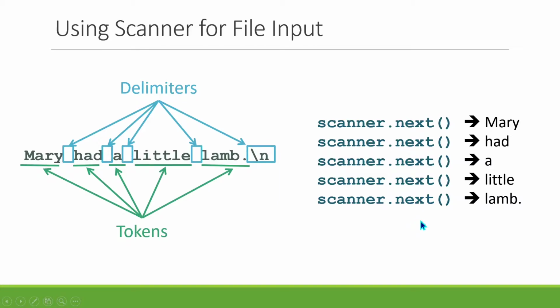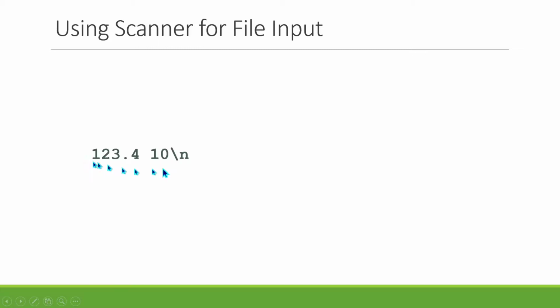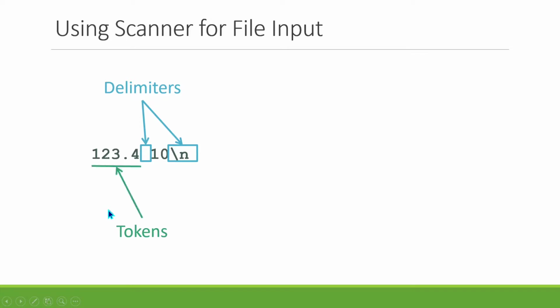It's kind of interesting also to look at how this works when you're working with primitive types like ints and doubles. So in this example, somewhere in my memory buffer or my input buffer, I have a floating point number, 123.4, and then there's a single delimiter space, and then 10, and then there's a delimiter on the end. That's the new line character. Again, the space and the new line are white space characters, which is the default delimiter. So that means there's two tokens in this example. 123.4 is the first token, and 10 is the second token.